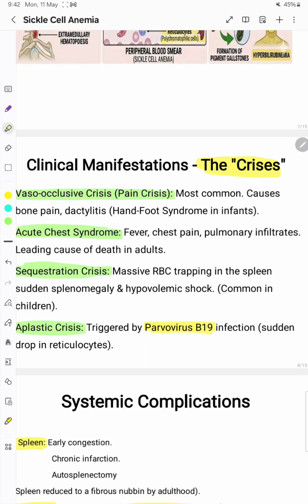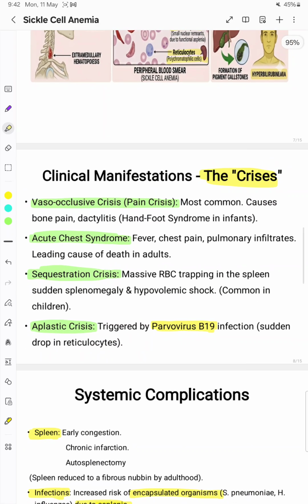Clinical manifestations, or the various crises seen in sickle cell disease. Very important is vaso-occlusive crisis. This is most common and causes bone pain, dactylitis, also known as hand-foot syndrome in infants, and acute chest syndrome, which manifests as fever, chest pain, and pulmonary infiltrate. The leading cause of death in adults is acute chest syndrome.